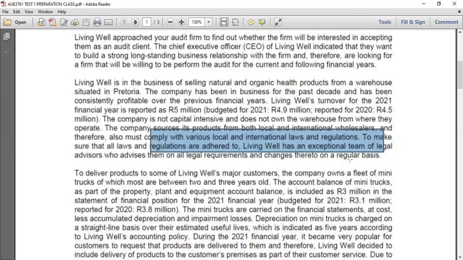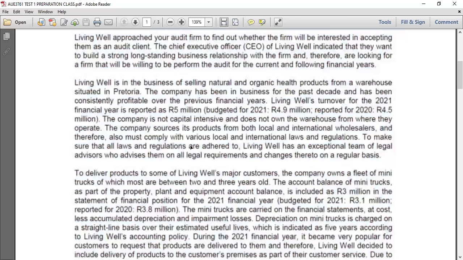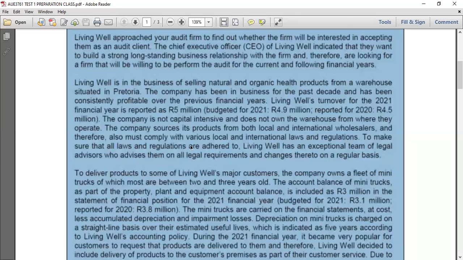Right, but this one, the risk, you judge it as low. Why? Because these guys, they've got an exceptional team of legal advisors who advise them on legal requirements. So normally you assess the risk as high if there are no indicated safeguards that ensure that everything goes on well. Then it can be low if the company has got safeguards. In this case, we are told that they've got a good team of legal advisors. But of course, you cannot just say it's low. You have to assess that, is it true that they have got a strong team of legal advisors.